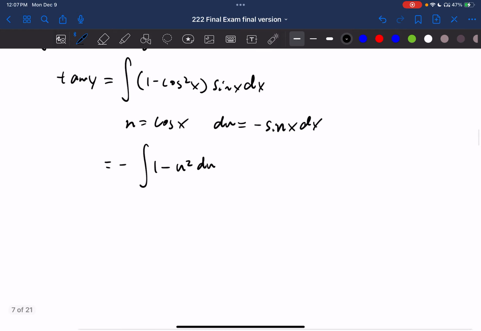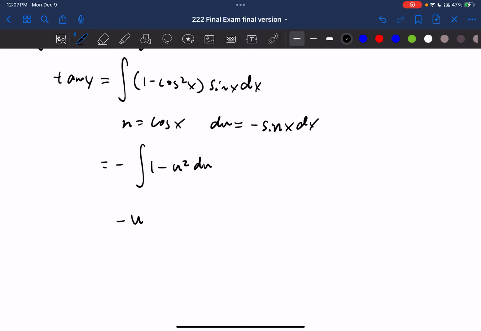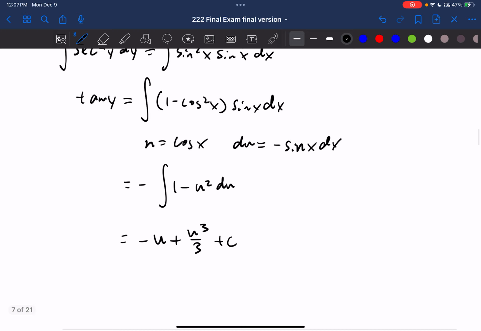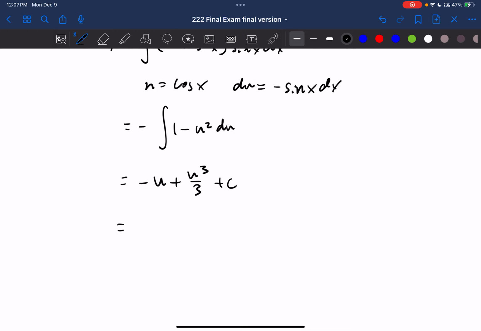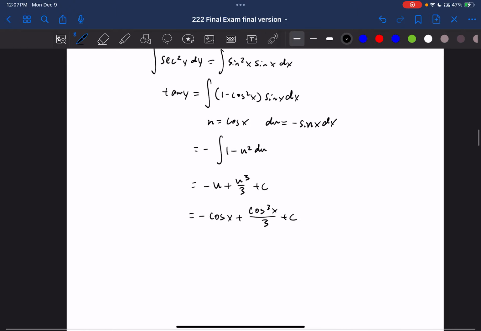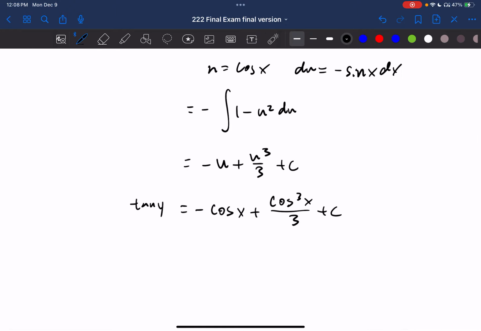Integrating this, we're going to end up with negative u. Remember the negative sign to distribute it. We're going to get positive u to the third power divided by 3 plus c. Notice we started with x, now we're in u. So let's replace u with what it is in terms of x. So this will be equal to negative cosine x plus cosine cubed x divided by 3 plus c. This will be equal to tangent y.